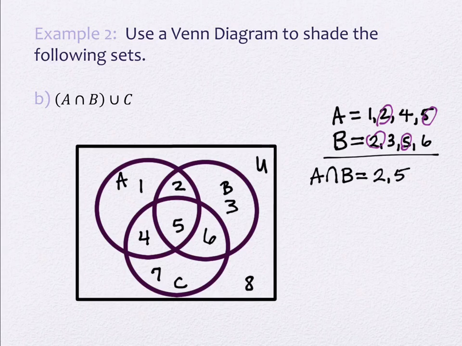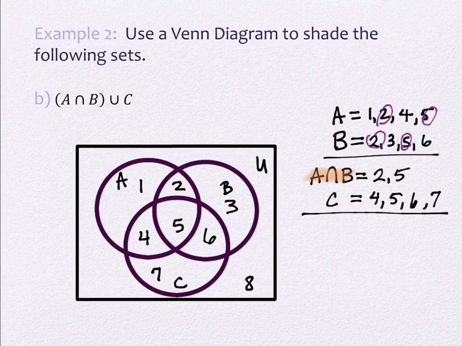Okay, so we've done everything inside the set of parentheses, and now we're moving our way out from the inside of the parentheses. So outside of the parentheses, then I have a C. That's the next set I have. So I'm going to put the set C next. What numbers are inside set C? 4, 5, 6, and 7, you bet.